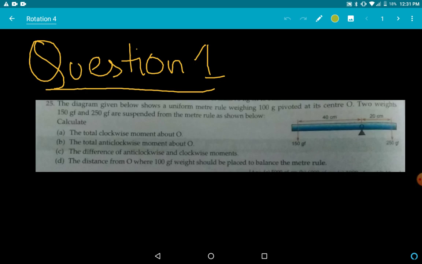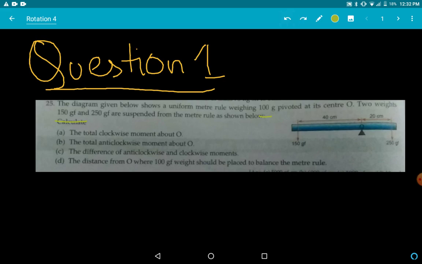So what the first question tells us is, let me get my book here also. In the diagram below shows a uniform meter rule weighing 100 gram. You have to make a habit from now on that whenever there is an important word, you underline. See, 100 gram. About the center O, two weights, 150 gf and 250 gf, are suspended. So first find out the total clockwise moment.